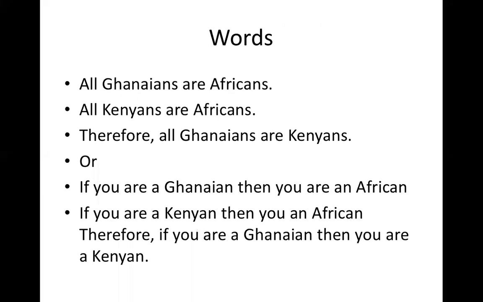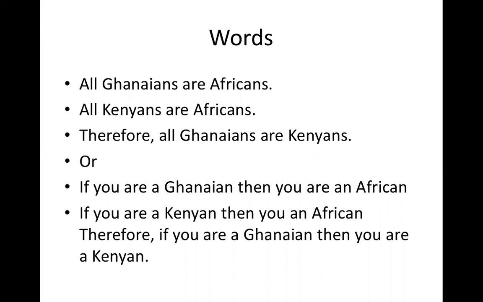Now let's put it in words. All Ghanaians are Africans. All Kenyans are Africans. Therefore, all Ghanaians are Kenyans. So it is a fallacy because the fact that you identified Ghanaians as Africans and also Kenyans as Africans doesn't say anything about the relationship between Ghanaians and Kenyans.